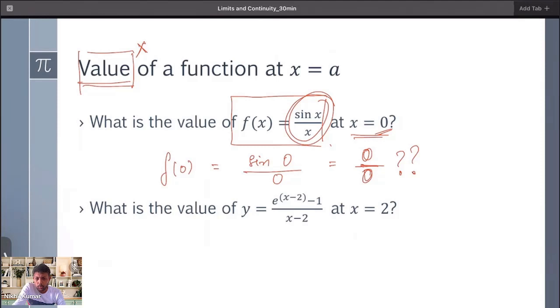Let's try out one more question. One more function. We have y equal to this. Now I want you to find out the value of this function at x equal to 2. So what you have to do is, wherever you see x, you substitute 2 there. Pause the video, try it out, and then restart it again.